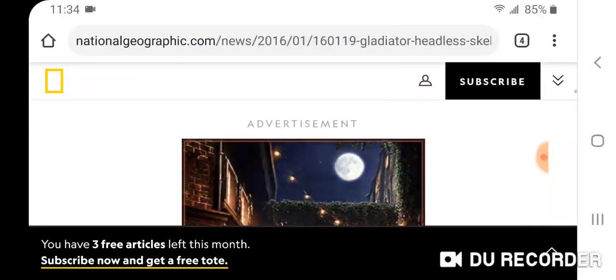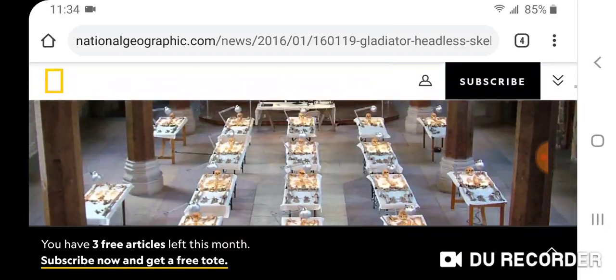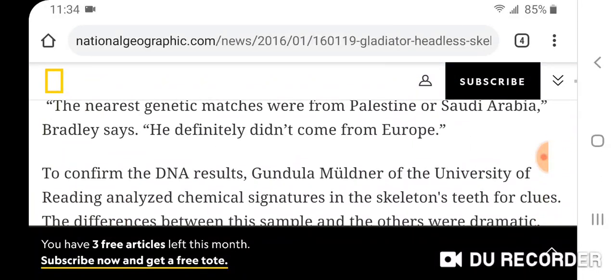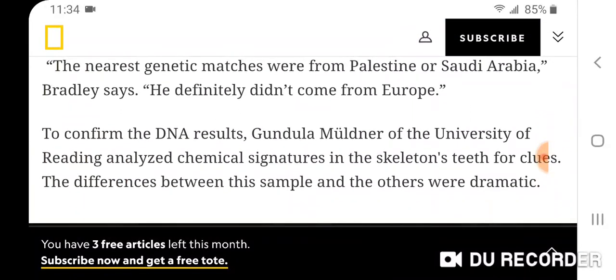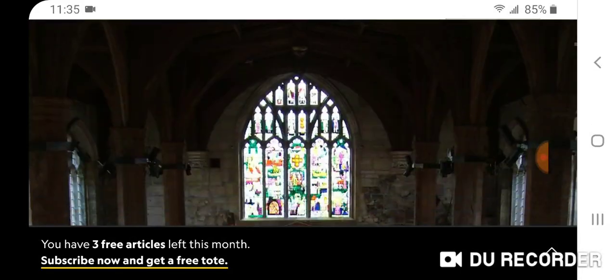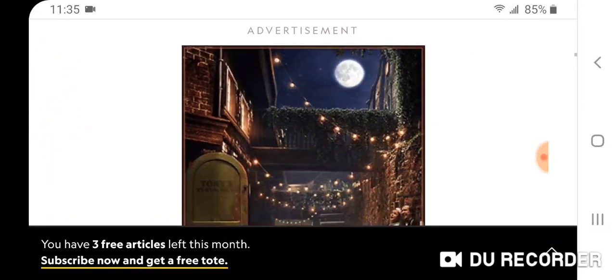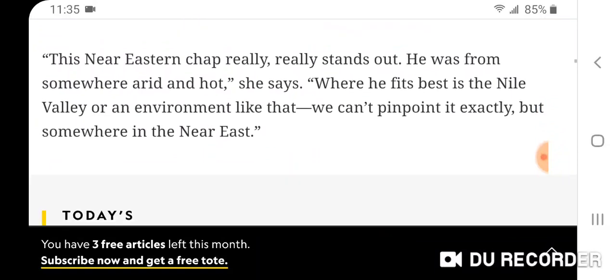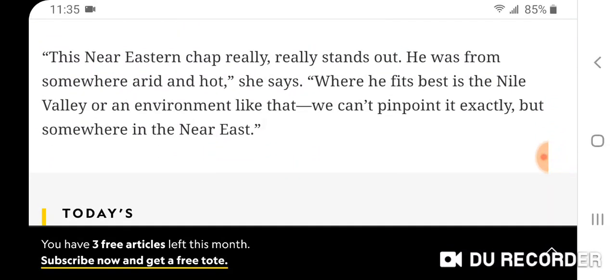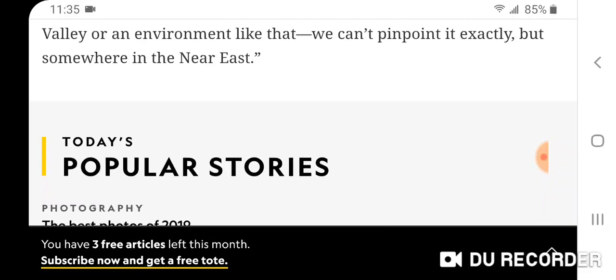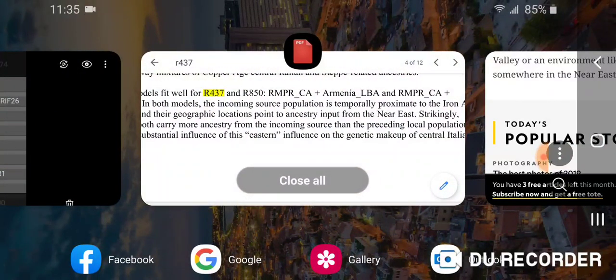This is quoting Gundula Mulder of the University of Reading. She says that this Near Eastern chap really, really stands out. He was from somewhere arid and hot. Where he fits best is the Nile Valley or an environment like that. We can't pinpoint it exactly, but somewhere in the Near East. So I'll leave links to those.